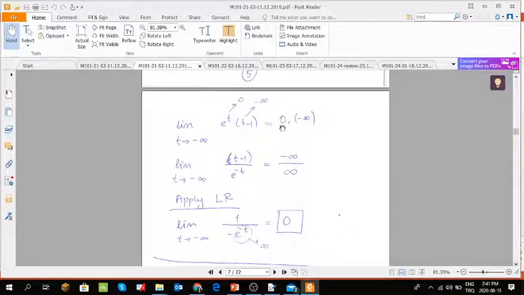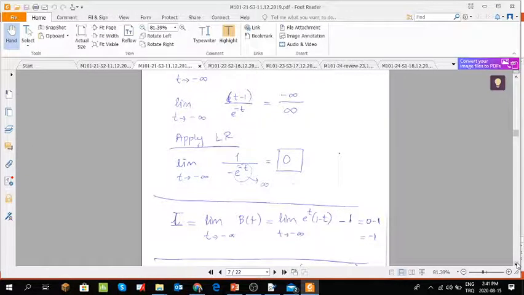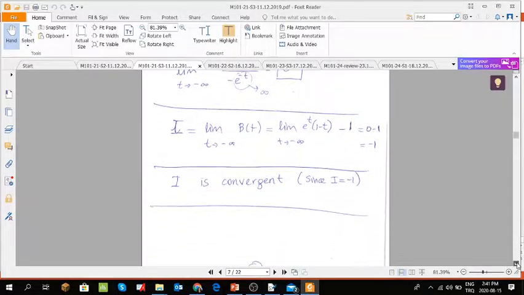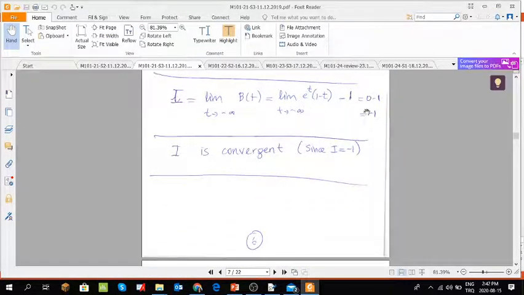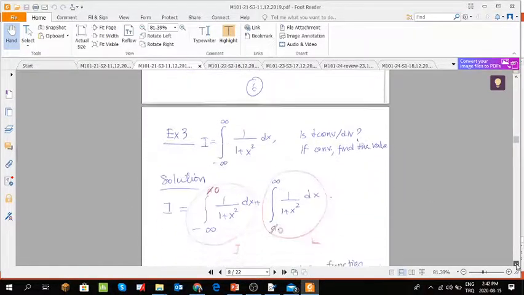And here's how we do it, actually. This is how we do that. So 0 times negative infinity is not good, so we separate it like that. This goes to negative infinity, this goes to infinity. We apply L'Hopital's rule, 1 over negative e to the negative t, but this is going to go to infinity, so the result is 0. So this is an application of L'Hopital's rule as well. So this integral I becomes negative 1. I is convergent, and the value is negative 1.